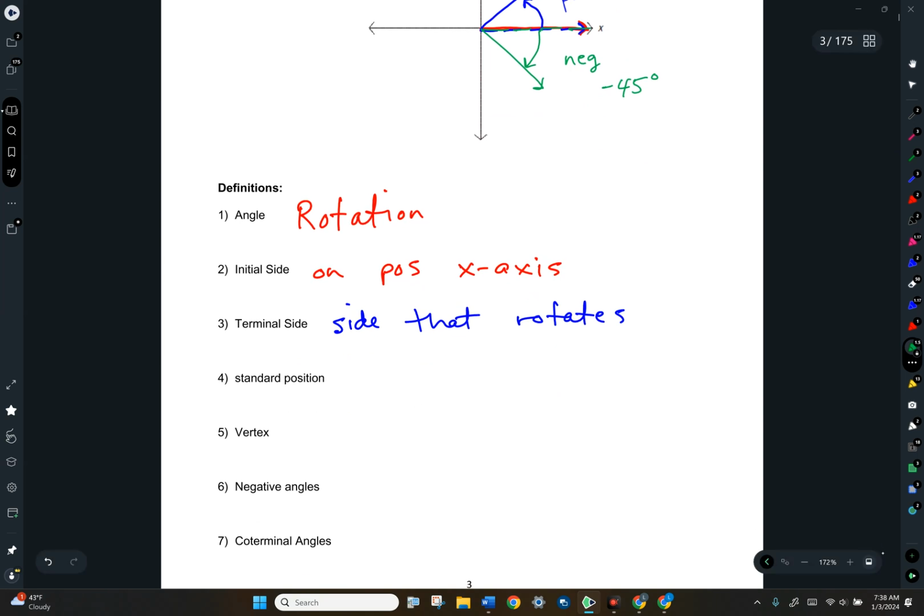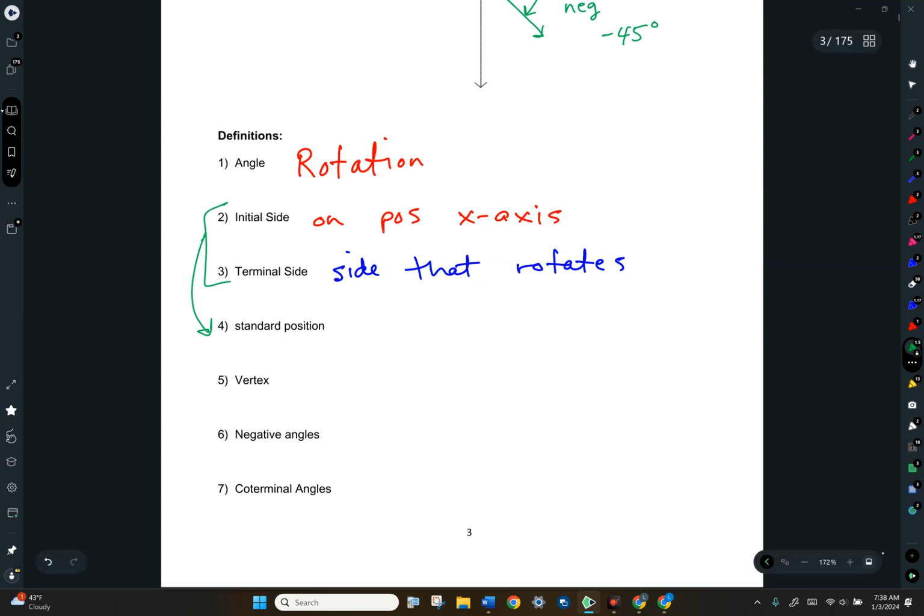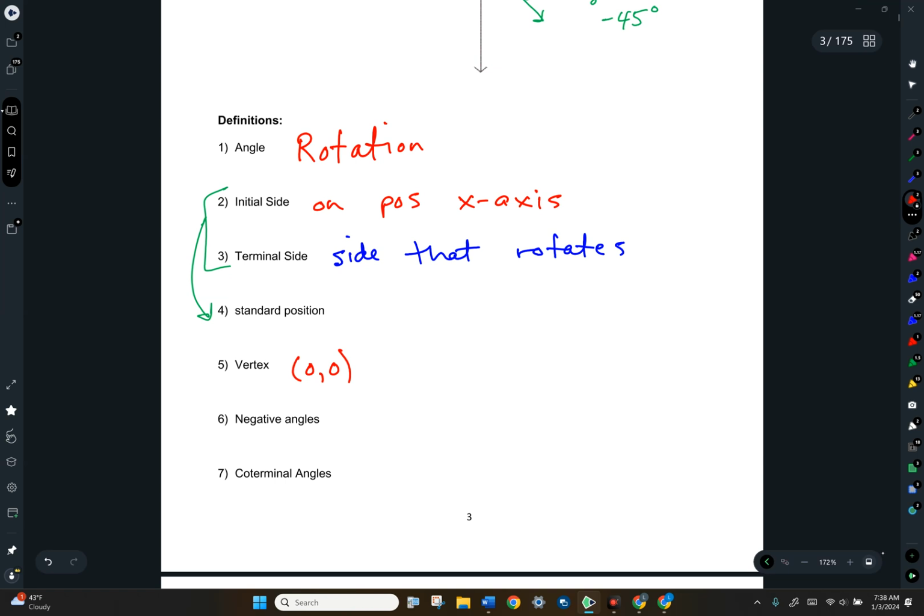So standard position is where the initial side, all of this together is what we call standard position. So it's laying on the xy axis. The first side, the initial side, is on the positive x-axis. The terminal side is the one that rotates. And then the vertex is just like you're always used to. The vertex is that point right there at 0, 0. That would be the vertex of the angle if this angle is in standard position.